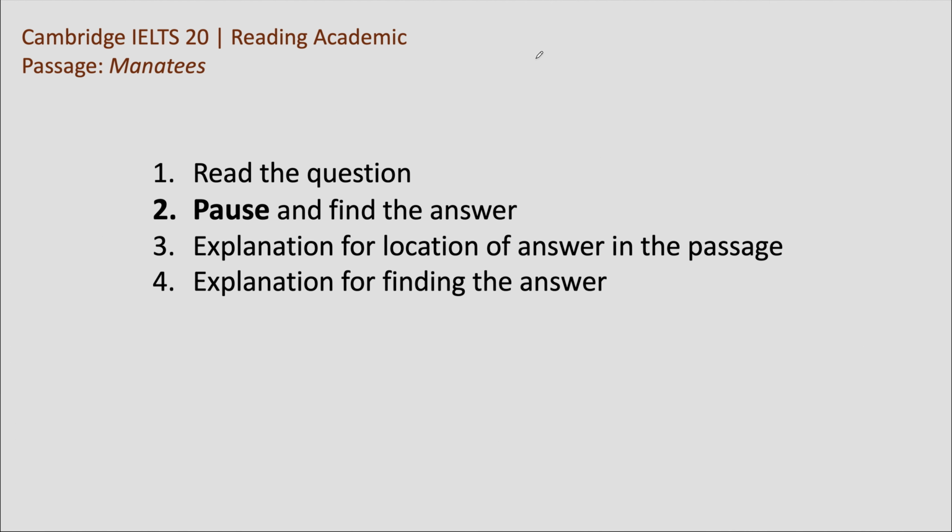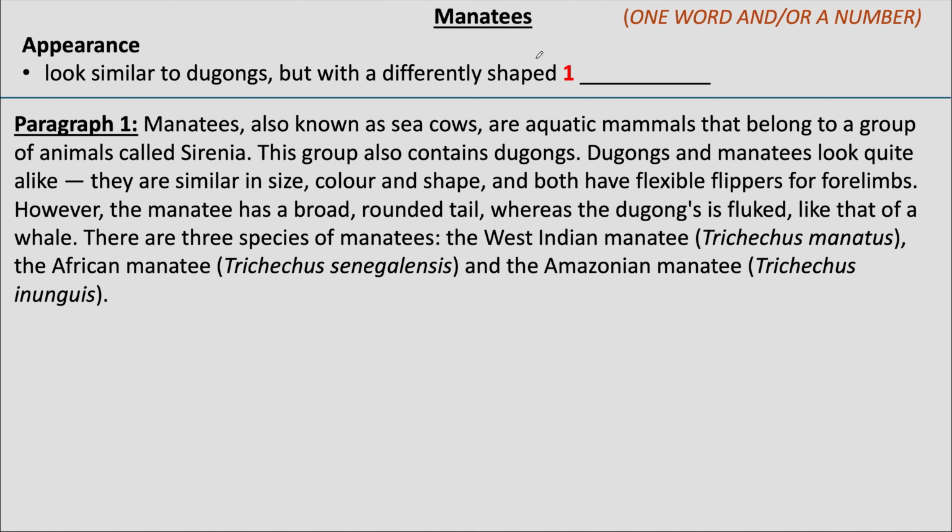For each question, read it, pause and try to find the answer. After that, I'll explain where the answer comes from in the passage and why it is correct. Here's the first question. Pause here and try to find the answer. Let's check. The heading is Manatees. The subheading is Appearance. So we are looking for how manatees look.